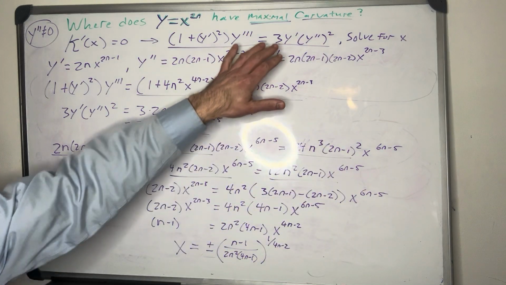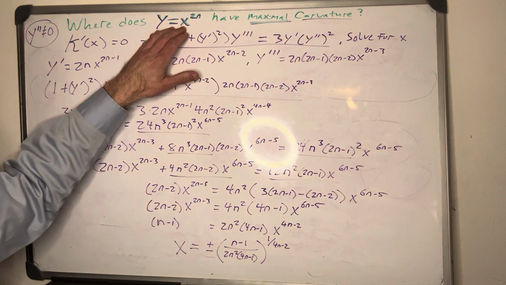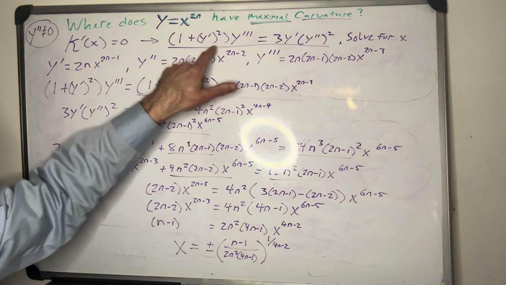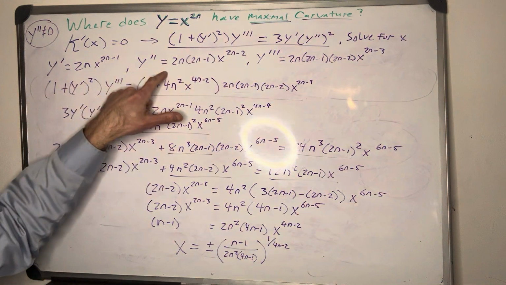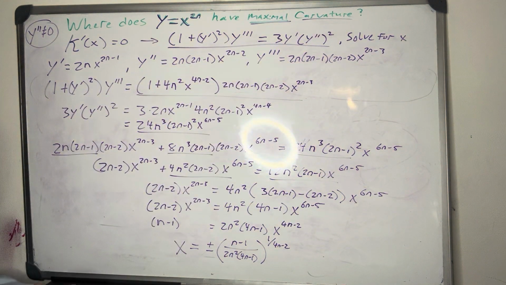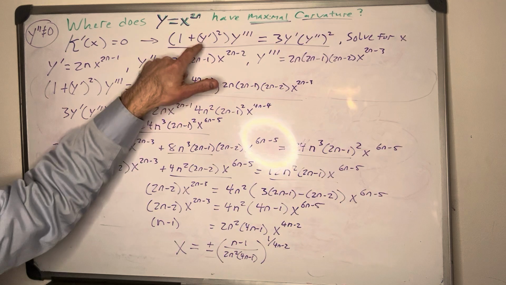So to look for those critical points, we have to solve this. With this curve, we just have to take the derivatives. You can see it involves the first, second, and third derivative. So that's what we have here, just using the power rule for each one, and then substituting them in.